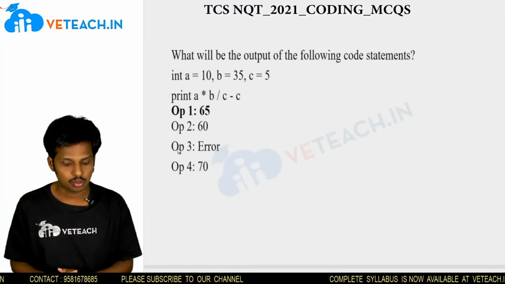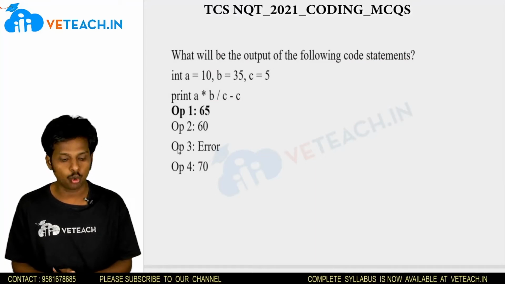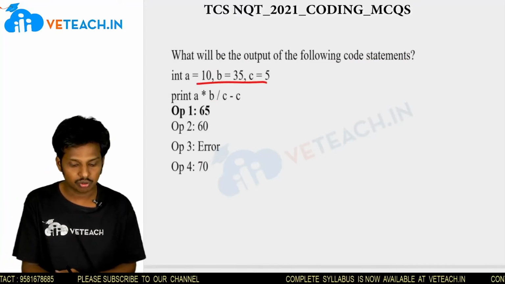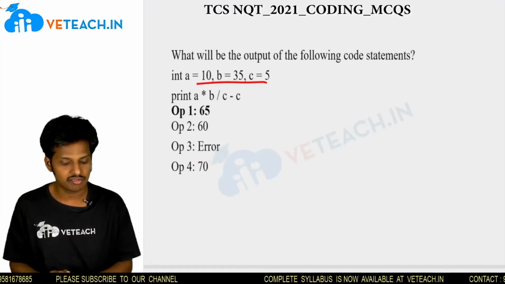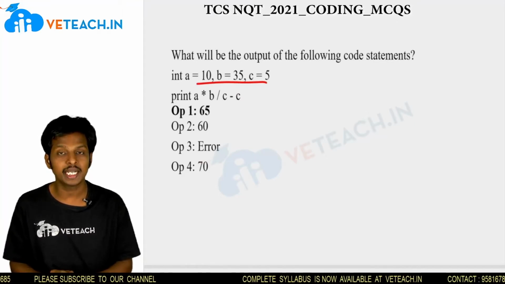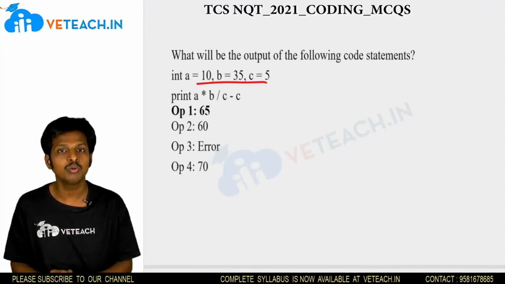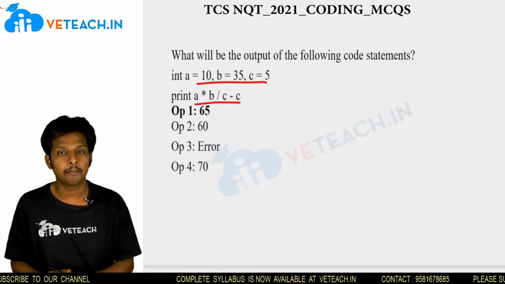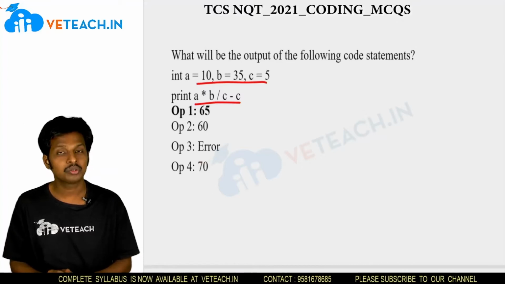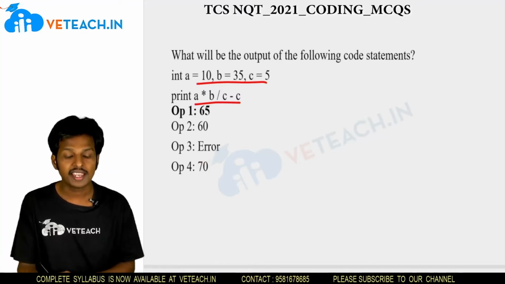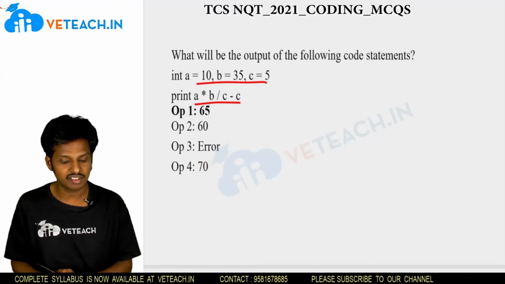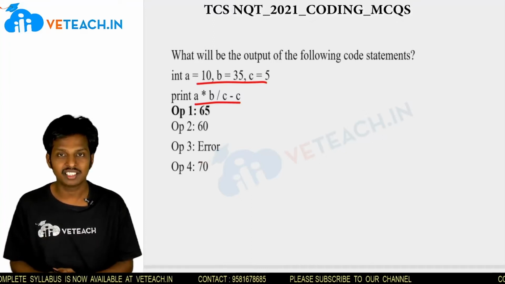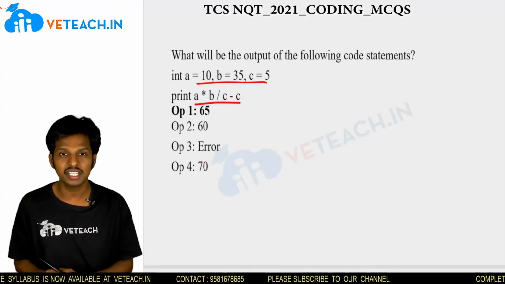The next question is, what will be the output of the following code statements? In this also we have three integer variables initialized. A is equal to 10, B equal to 35, C is equal to 5. Print A star B by C minus C. Here also, according to operator precedence, A star B gets evaluated first, and then by C gets evaluated next, and then minus C will be subtracted.